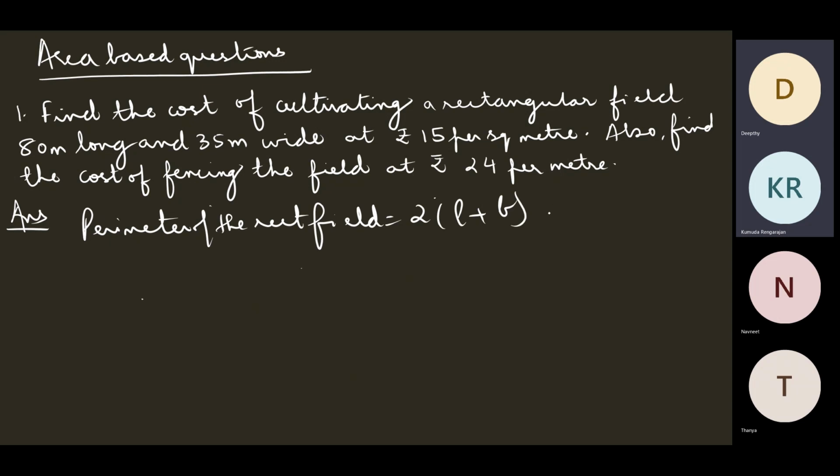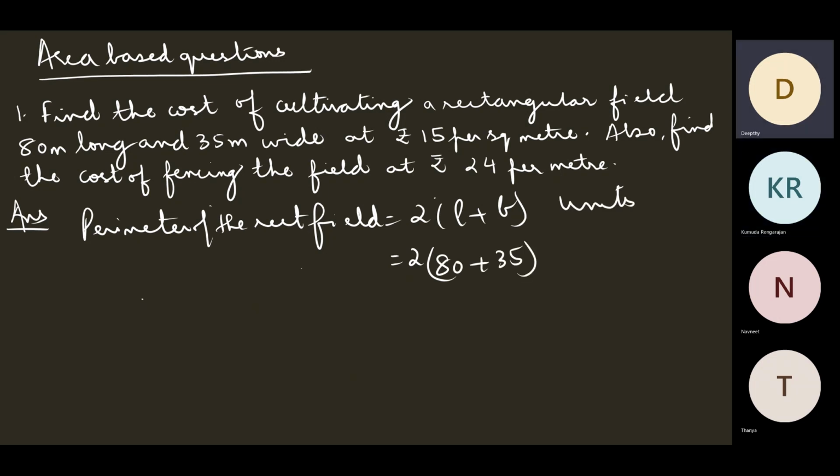Units or square units? Ma'am, square units. Square units? Ma'am, sorry, ma'am, only units. It's only meters. Yes, units. So then in the next step, 2 into 80 plus 35. Then 80 plus 35 is 115, equals 230 meters.